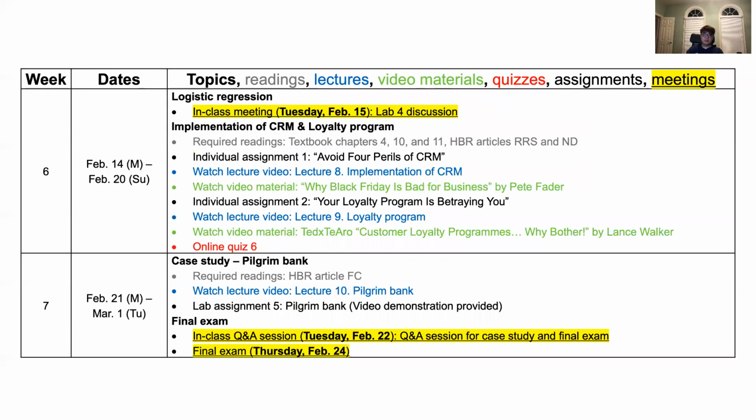In the 6th week, we will discuss how to implement CRM and loyalty programs. This week's topic is like a general discussion, not those mathematical tools. So instead of having a lab session, there will be 2 individual assignments with HBR articles. You will read those articles and be asked to summarize them. And we will have an in-person discussion for the case in the week 5 lab assignment.